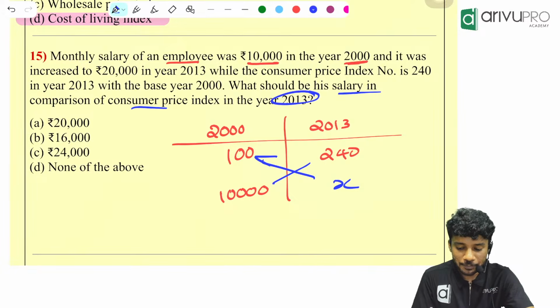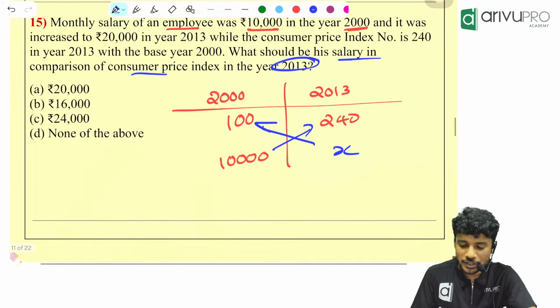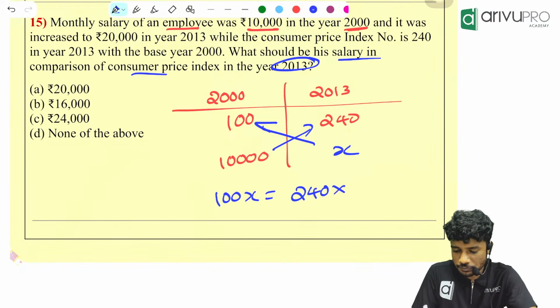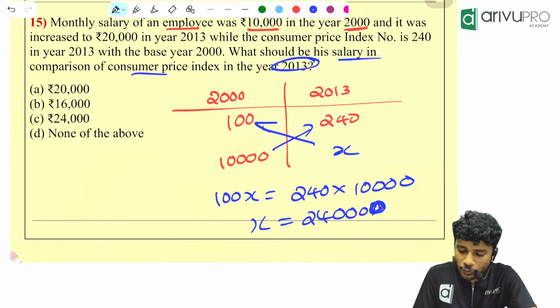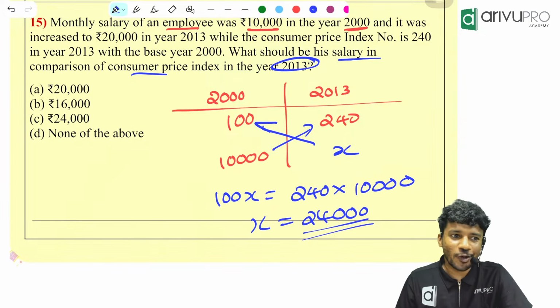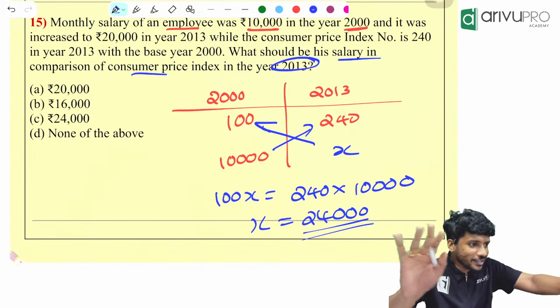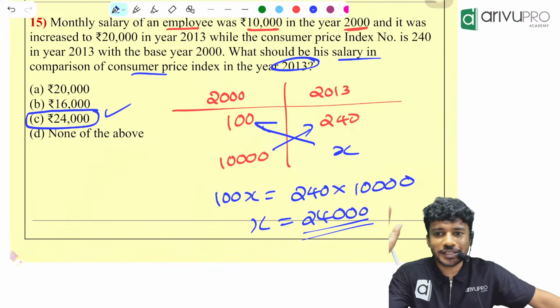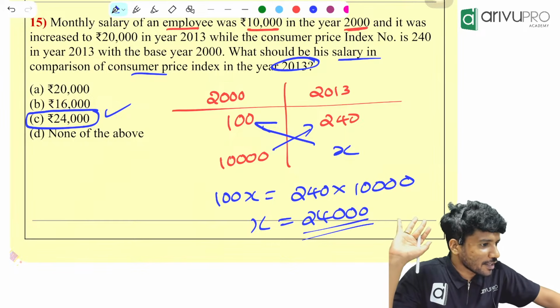Cross multiply. How much is it? 100x is equal to 240 into 10,000. Cancel, cancel. X will be how much, people? 24,000. Are they asking for the additional money they should pay? No. They are asking how much should be the salary. How much should be the salary? 24,000. Purinjida? Pakka. Everyone understood this?